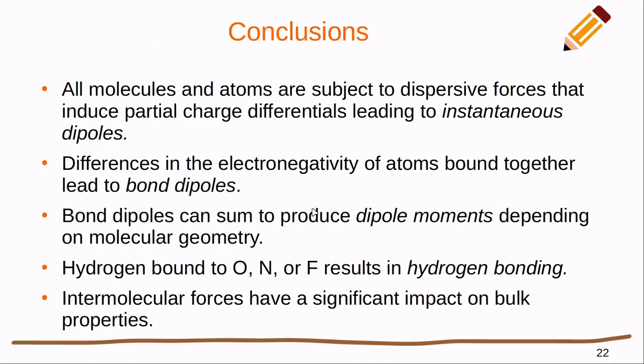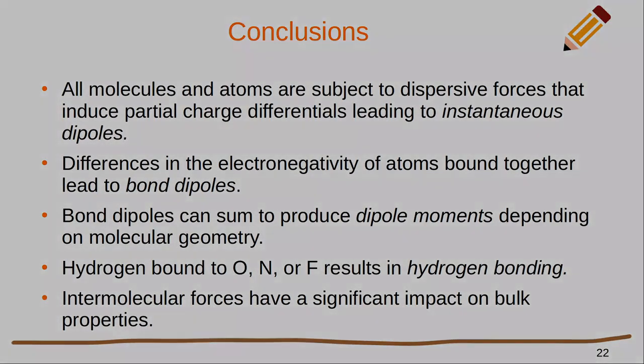So here are conclusions. All molecules and atoms are subject to dispersive forces that induce partial charge differentials, leading to instantaneous dipoles. Differences in the electronegativity of atoms bound together lead to bond dipoles. Bond dipoles can sum to produce dipole moments depending on molecular geometry. Hydrogen bound to oxygen, nitrogen, or fluorine results in hydrogen bonding, a special type of dipole-dipole interaction that's very strong. And intermolecular forces have a significant impact on the bulk properties of a substance.